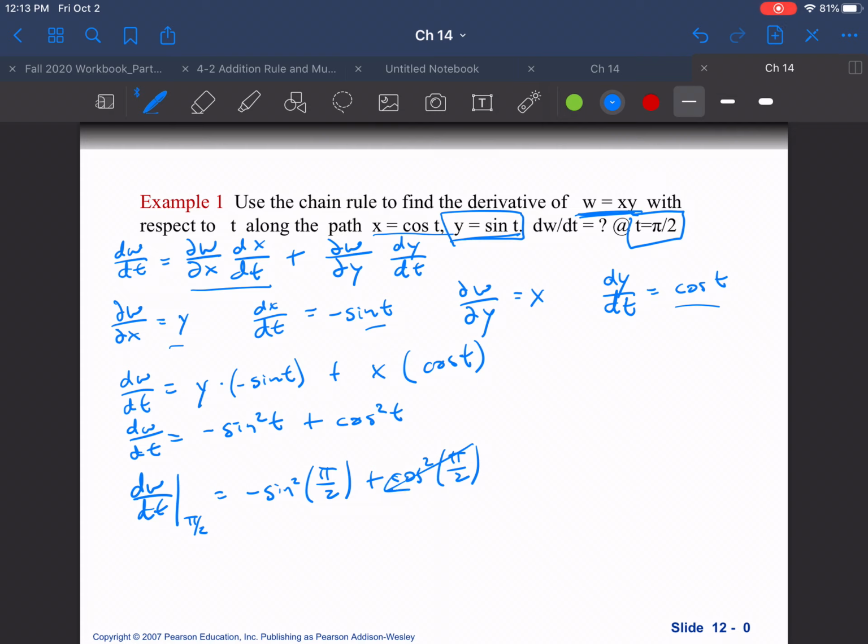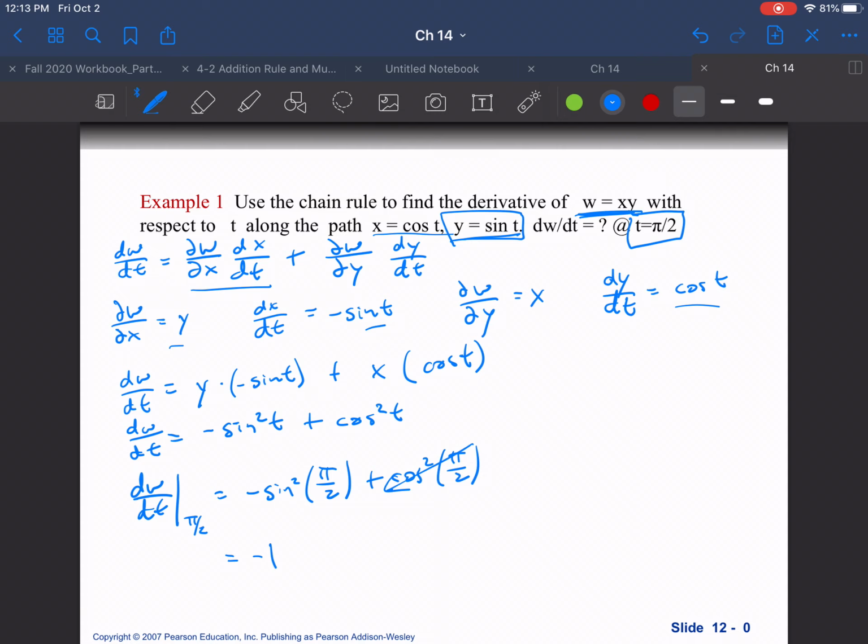So this becomes just negative 1 right there as our answer, okay? Because it's the negative of sine squared, not negative sine times negative sine. Okay, so there's your answer for that one.